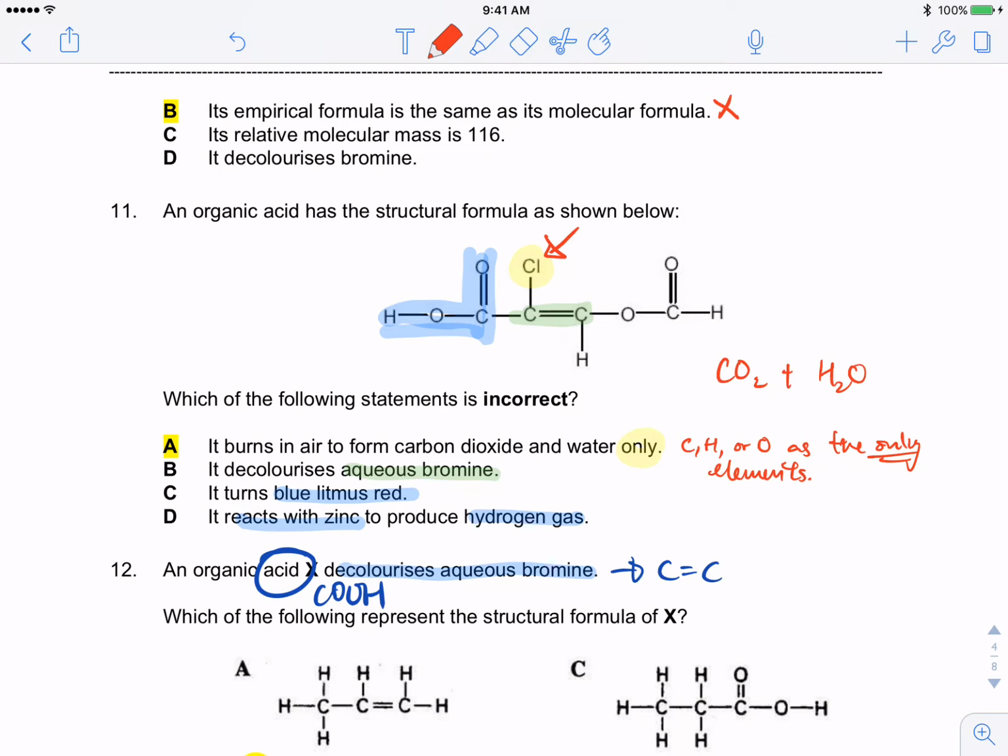D, it decolorizes aqueous bromine. This is true because of the C=C double bond. C, it turns blue litmus paper red because of the acid functional group. Okay, in blue. D, it reacts with zinc to produce hydrogen gas, again because of the carboxylic acid.